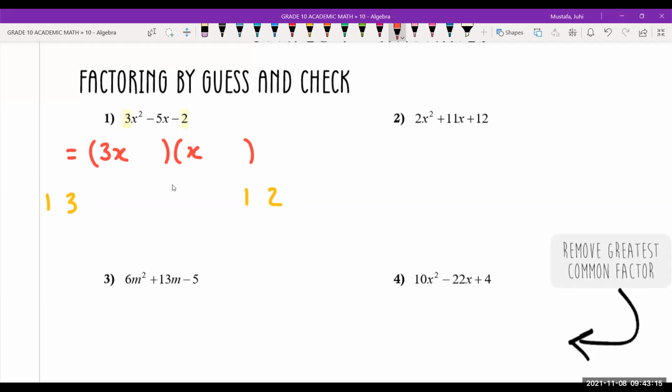You don't have to put the 1. I just put the x. So let's confirm. Does 3x times x equal 3x squared? The answer is yes. Okay, so that's perfect.